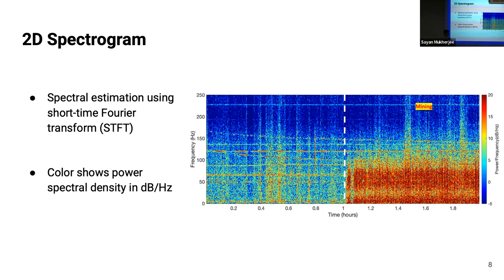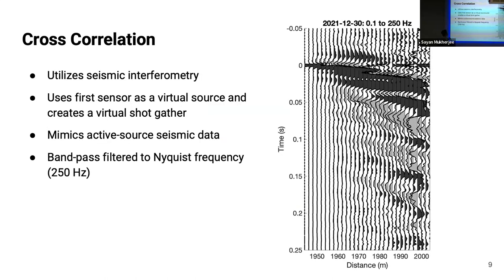And then the next step in processing the data is what Bob talked about earlier, seismic interferometry. We're using that array of sensors along our cable and treating the first sensor closest to the head as a virtual source. And then it lets us create this shot gather, or really, virtual shot gather.